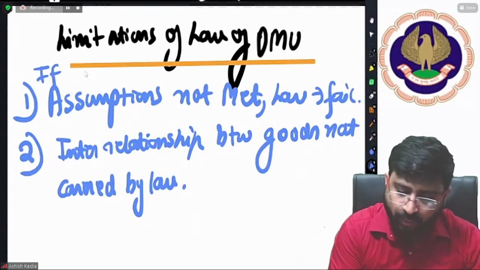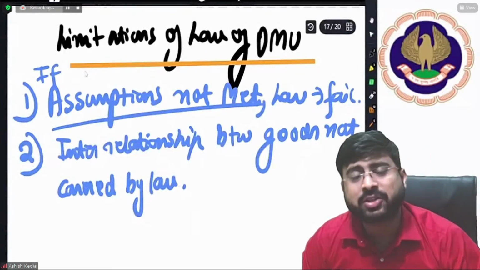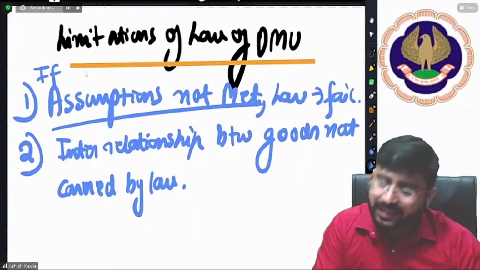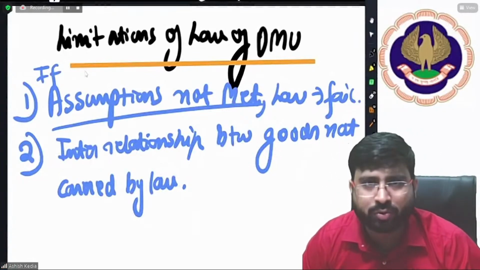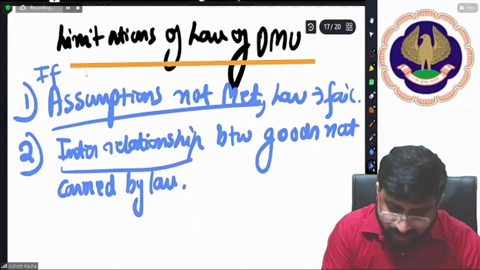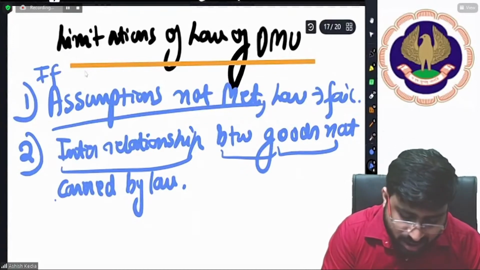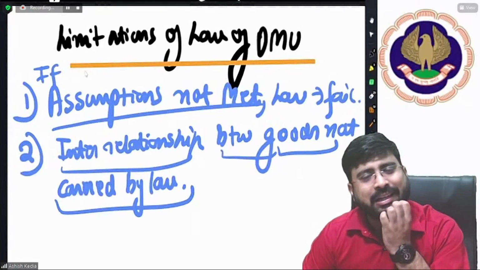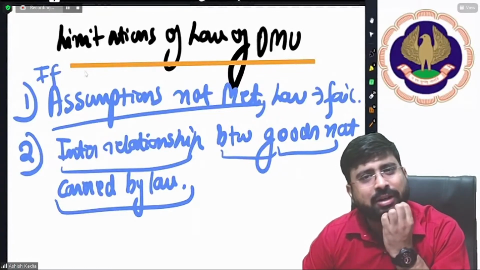Pay attention. First limitation was if the assumptions of law of DMU are not met, then this law will fail entirely. This was the first assumption. What is the second assumption? Here the second assumption is that interrelationship between goods is not covered by this law. What is it saying? Interrelationship between goods is not covered by this law.